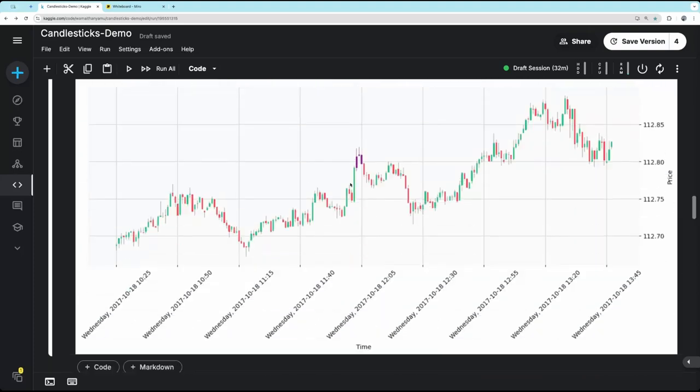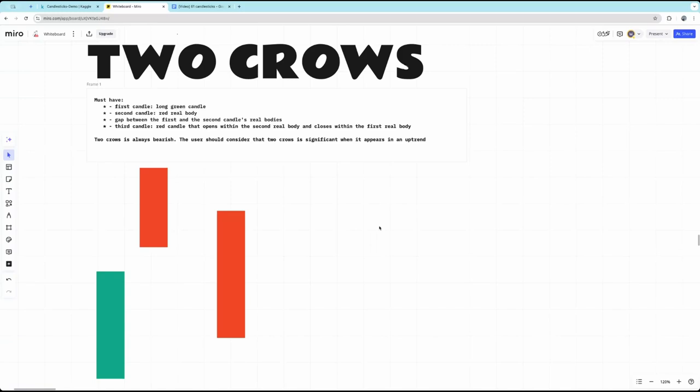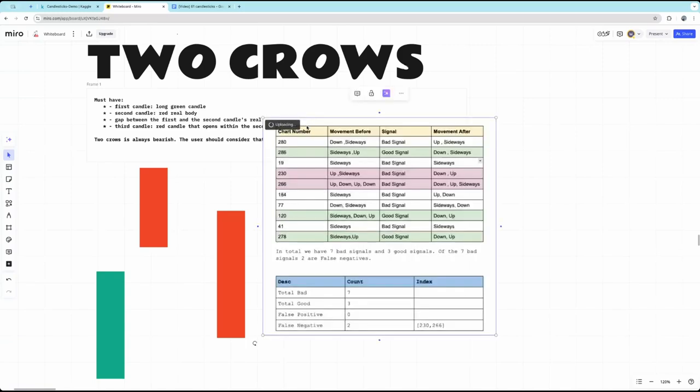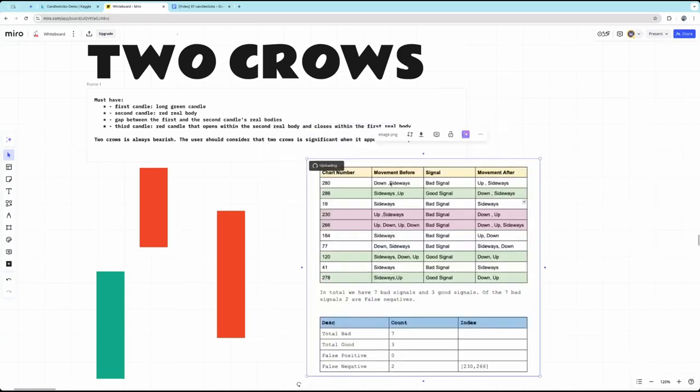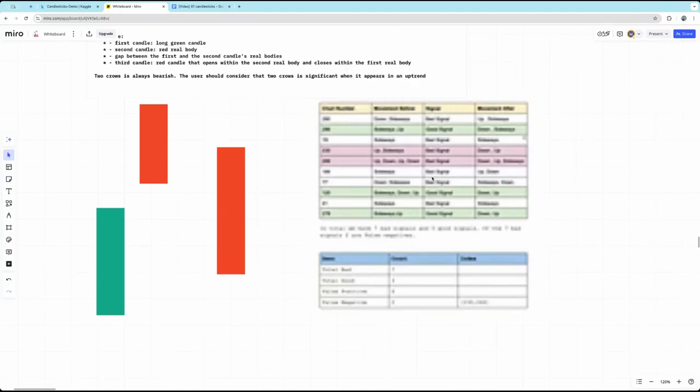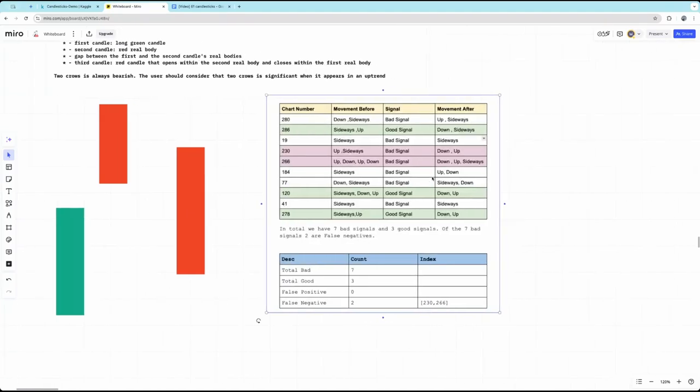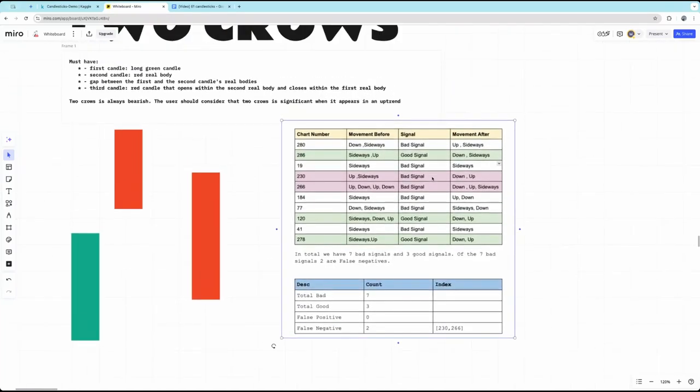And lastly, we start off with a choppy market that then breaks the resistance level. We can consider this a good signal, and the rest of the chart confirms that the market went down. Of the 10 examples with trend in consideration, here is the breakdown. In total, we have 7 bad signals and 3 good signals. Of the 7 bad signals, 2 are false negatives.